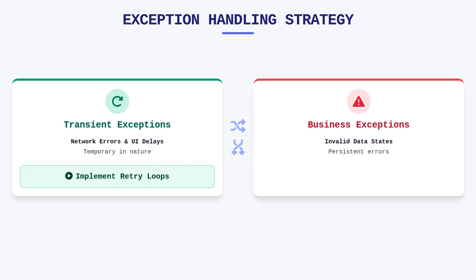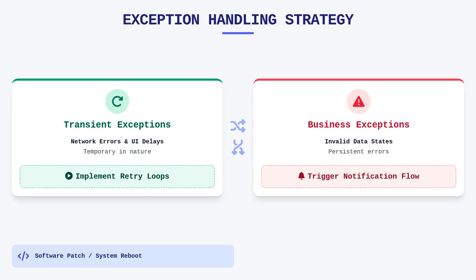Instead, design your business exceptions to trigger a notification flow that updates the work queue or alerts a specific department to address the missing information. This logical separation ensures that your developers and business stakeholders can distinguish between issues that require a software patch or a system reboot and those that require a change in data handling or organizational procedure.